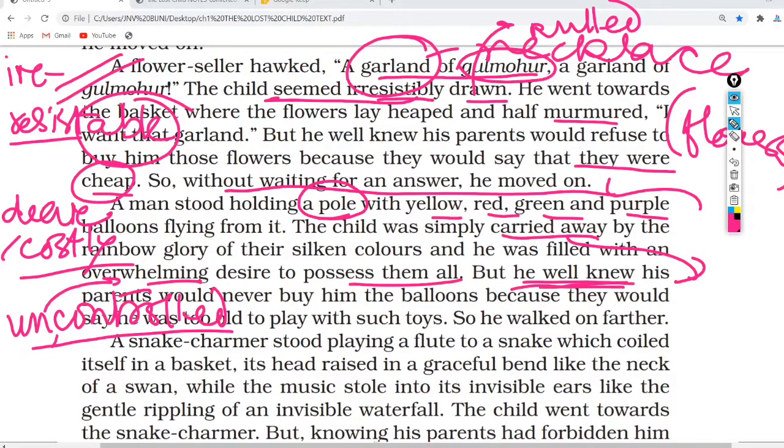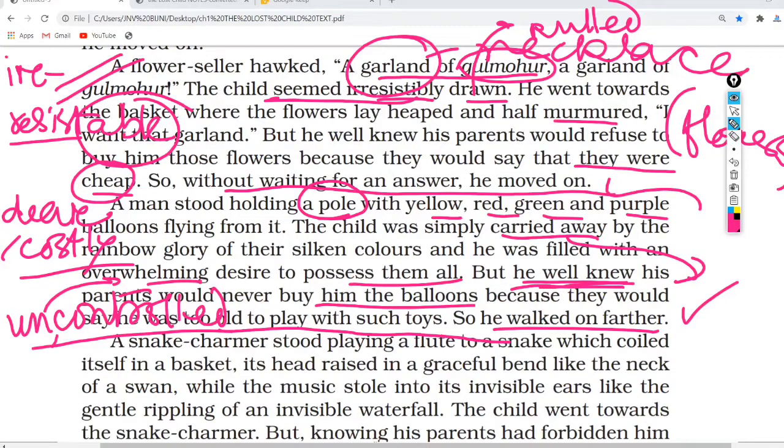Now see, the child was a very understanding child. The child knew very well. He was a very smart boy, and he knew the parents. What did he know about the parents? He knew that the parents would never buy him the balloon. What reason would they give? Because they would say he was too old to play with such toys. So he walked further.